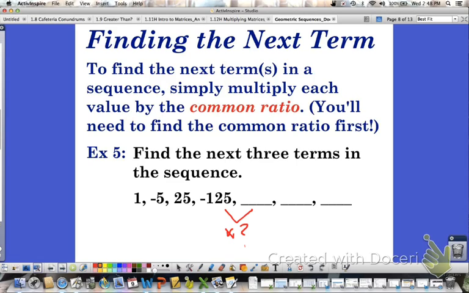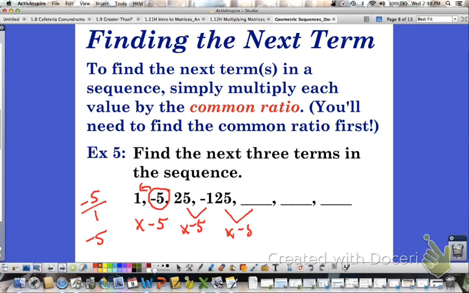To find out what I'm multiplying by, remember we take the second number and divide it by the first number. So -5 divided by 1 is -5. It appears that we are multiplying by a -5. Check to make sure that that works. Is -5 times 5 25? Is 25 times a -5 equal to a -125? If that's the case, then you know that's what you're multiplying by.